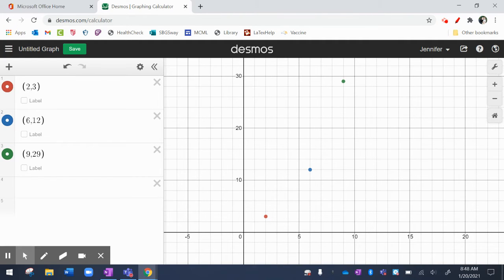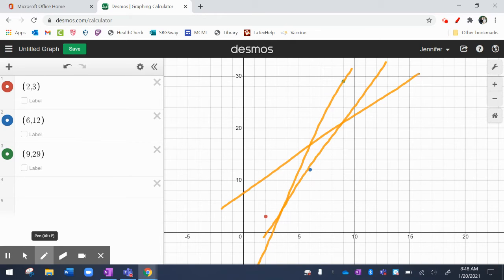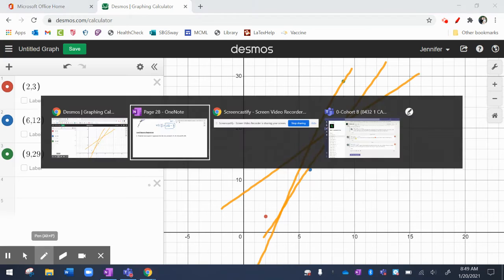If I wanted to sketch in the line of best fit, I've got a line that comes through here somehow. Maybe if I were to sketch it like this. I don't know, is that the line of best fit? Or maybe that? Or maybe this? I don't know. But the line of best fit is somewhere in there. And your calculator can do that for you.